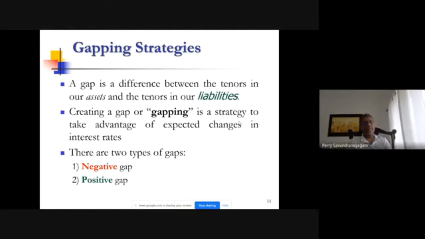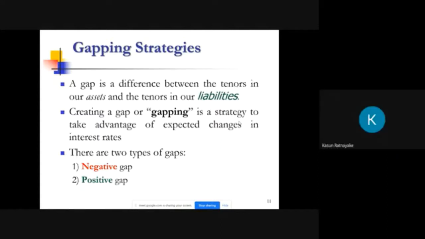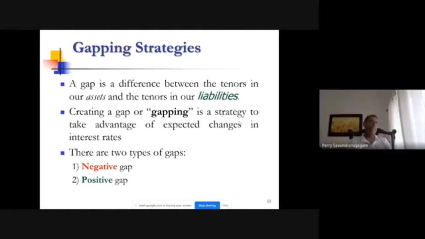Does that make sense? Yes, sir. Then the other way around, that means it's better to have a liability mix in different time horizons. It's always good to have a diversified liability book. It's always good to have a diversified asset book, both sides.